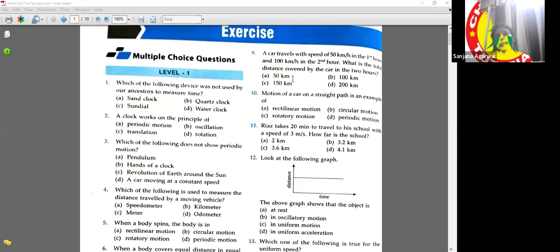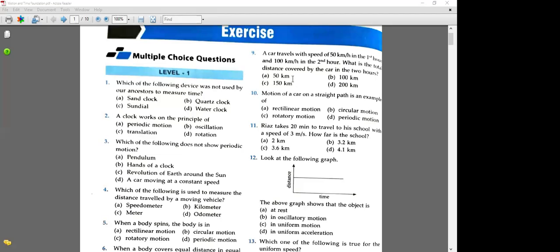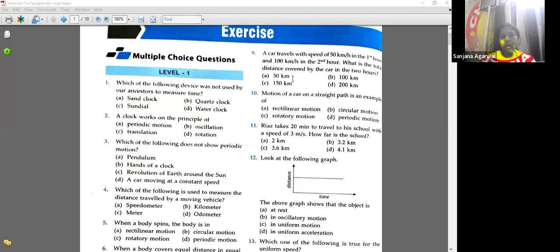Motion of a car on a straight path is an example of. Ma'am, A. Okay, great. 11. Riyaz takes 20 minutes to travel to his school with a speed of 3 meters per second. How far is the school?